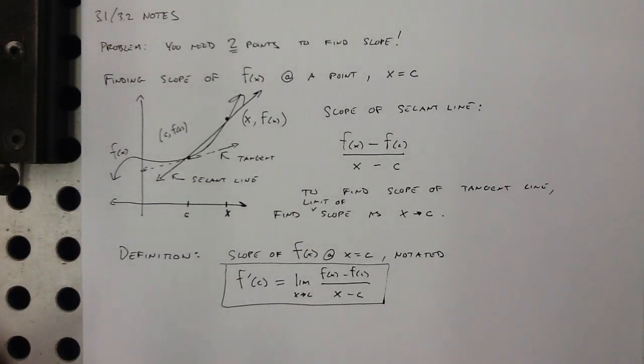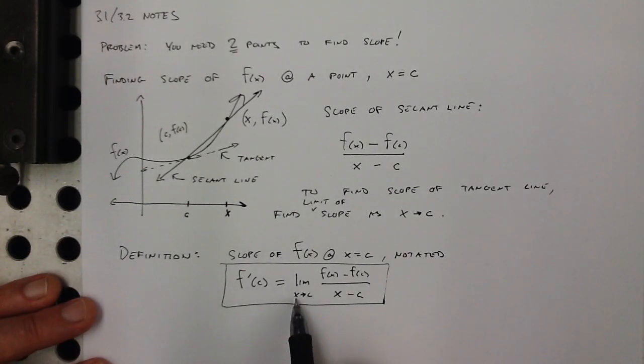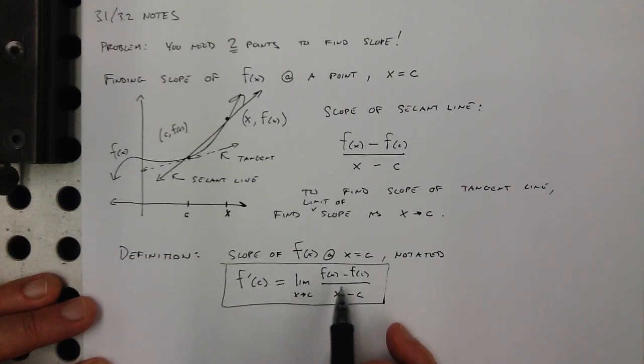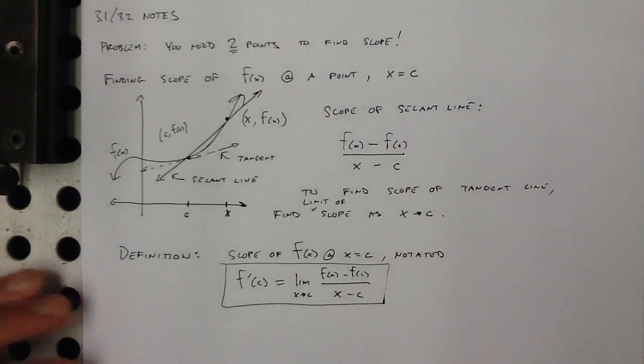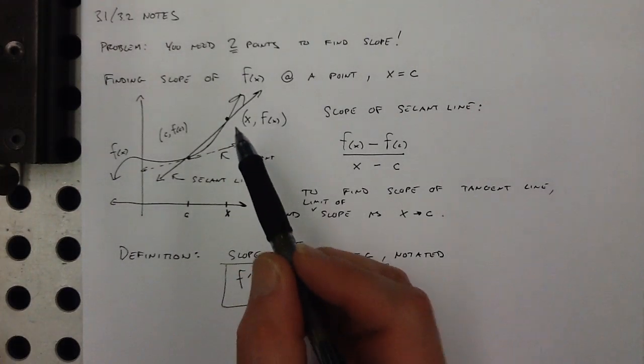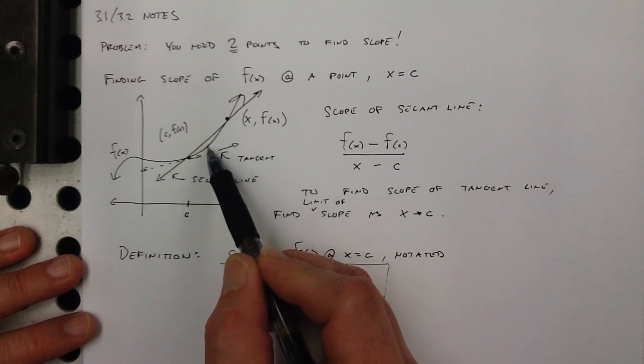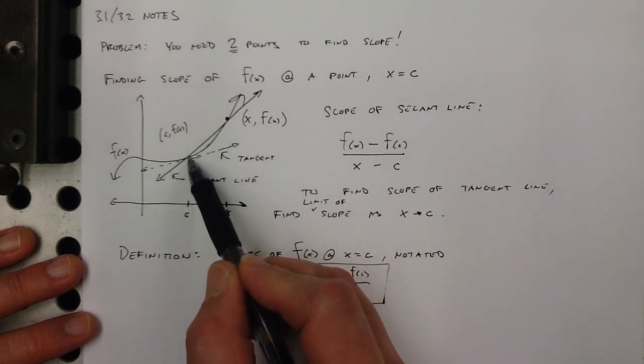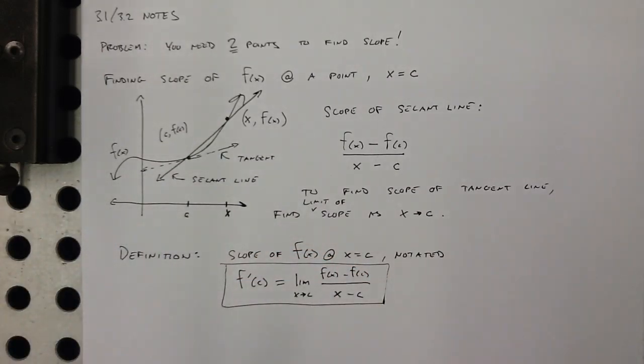Now, notice here what happens when you actually try to plug in. This says as x approaches c. So what if you just plugged in the c here? Well, then I'd have f of c minus f of c over c minus c. It's 0 over 0, and it's going to be 0 over 0 every single time we do this, no matter what. Because when you let this point get closer and closer, when it gets there, those two points are the same. So y2 minus y1 is 0. And so is x2 minus x1, because they're the same point when it gets there.